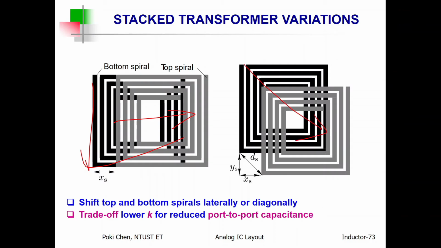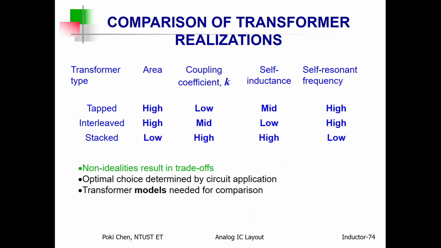In this way, the mutual inductance, the parameter K, will be reduced, but the port-to-port capacitance will also be reduced. It's up to you. You can have such a trade-off. However, to do the analysis, I think is truly hard. So that is some kind of trade-off. Just have a read, have a look by yourself. Nothing is ideal. You need to do some trade-off.